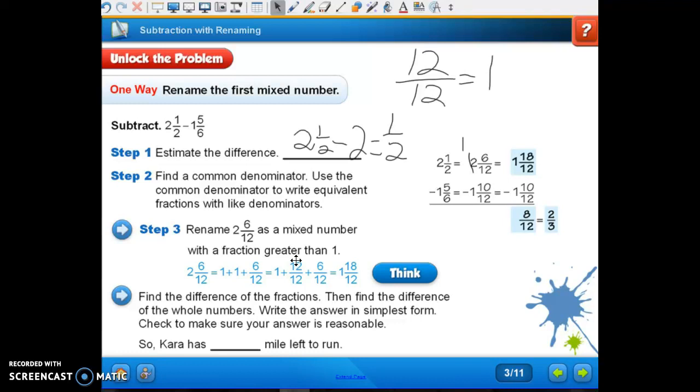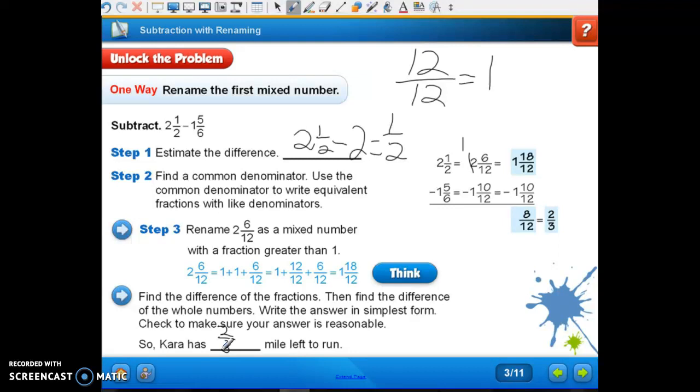Find the difference of the fractions. Then find the difference of the whole numbers. Write the answer in simplest form. Check to make sure that your answer is reasonable. So our answer then is 2/3. Is 2/3 close to 1/2? Yes. It's a little bit over because 1/2 of a third would be 1 1/2.